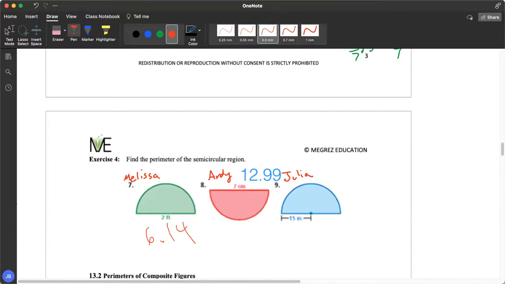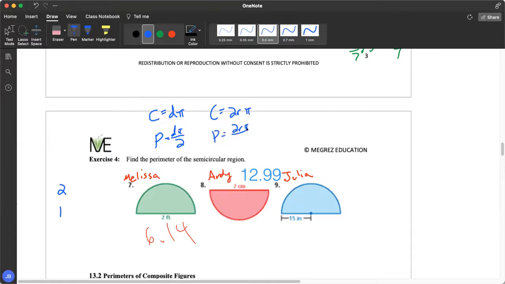All right, let's walk through them. Melissa, what did you do for yours here? I did, since the diameter is 2 and the radius is 1. So I did pi plus, wait. So we got to, you're good. We got to remember circumference is either diameter multiplied by pi or 2 times our radius times pi. And for our half a circle, we have to divide these by 2.